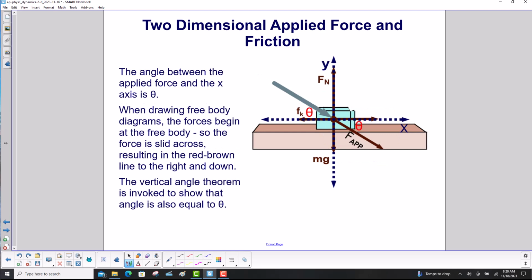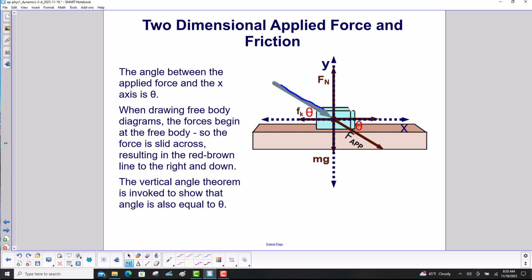The angle between the applied force and the x-axis is theta. When drawing free body diagrams, the forces begin at the free body. So the force is slid down over here, resulting in the red-brown line to the right and down. The vertical angle theorem shows that this angle here is equal to this angle. They're both equal to theta.